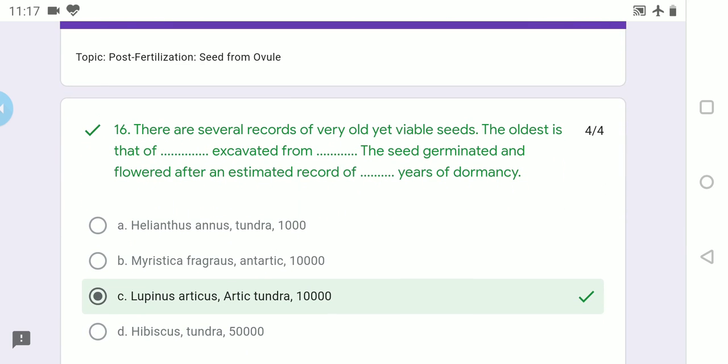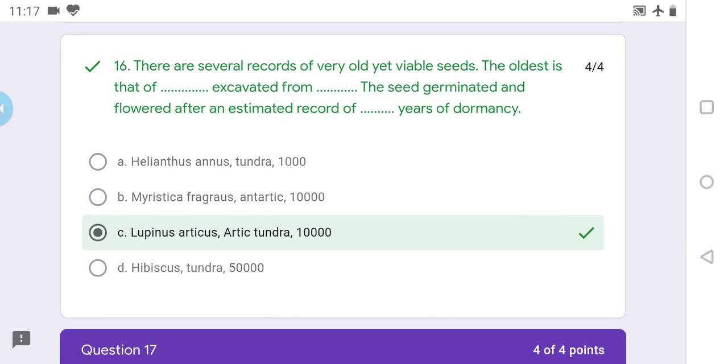The next question, again on post-fertilization, the formation of seed from ovules. When we are discussing the advantages of seeds in angiosperms, there are several records of very old viable seeds. The oldest is that of dash excavated from dash; the seed germinated and flowered after an estimated record of dash years of dormancy. That is Lupinus arcticus, excavated from the Arctic tundra. It is an estimated record of 10,000 years of dormancy, isn't it? We discussed this earlier when discussing the advantages of seeds.